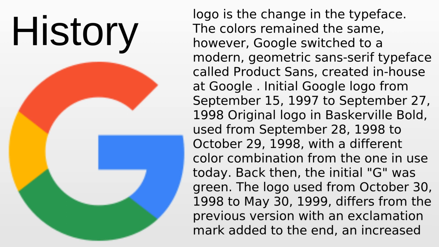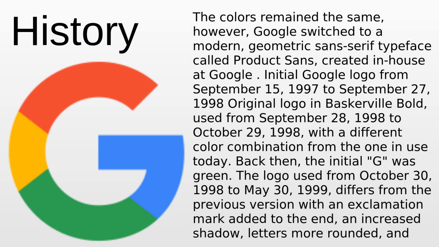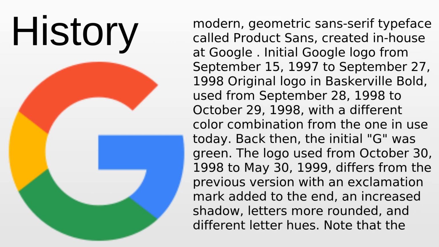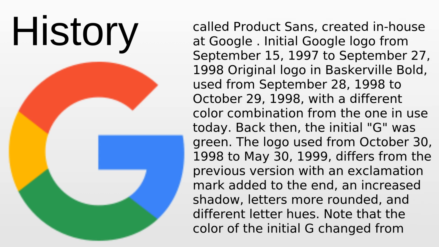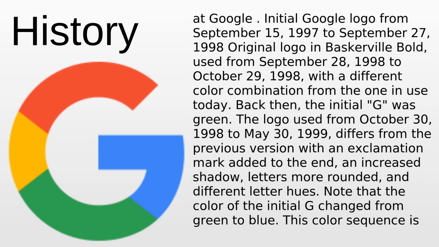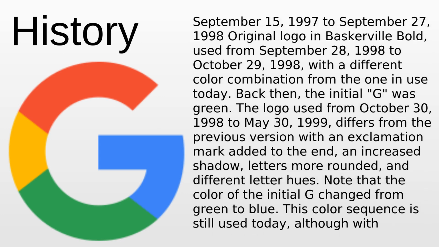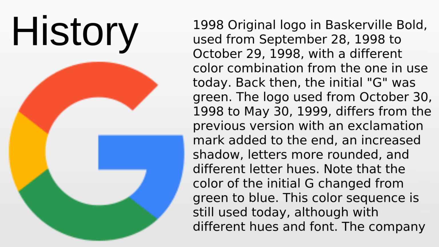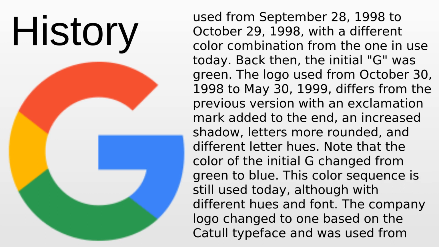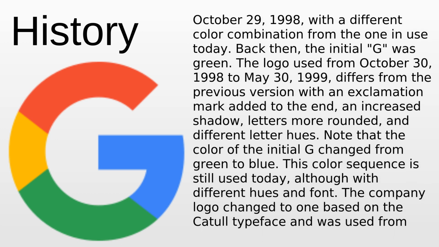Initial Google logo from September 15, 1997 to September 27, 1998. Original logo in Baskerville bold. Used from September 28, 1998 to October 29, 1998, with a different color combination from the one in use today. Back then, the initial G was green.